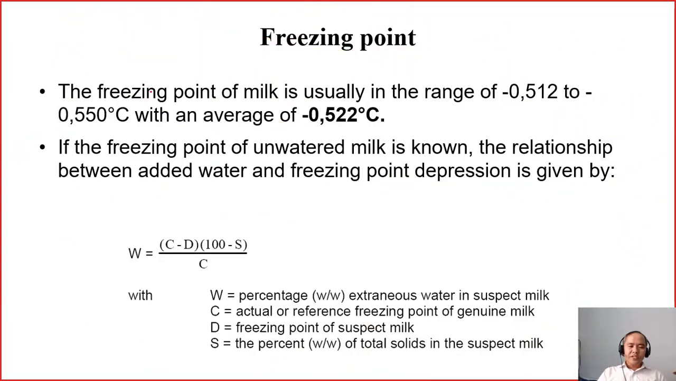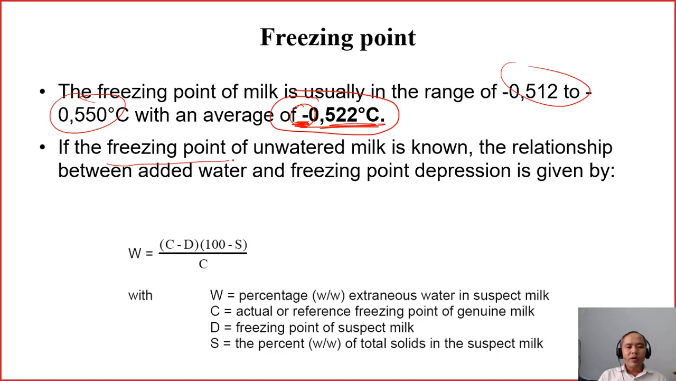The average freezing point of milk is minus, remember, minus 0.52 degrees C. There is a range, but this is the average. So if you look, it's minus, meaning that it's lower than 0. So the freezing point is lower than the freezing point of pure water. We already mentioned many times.